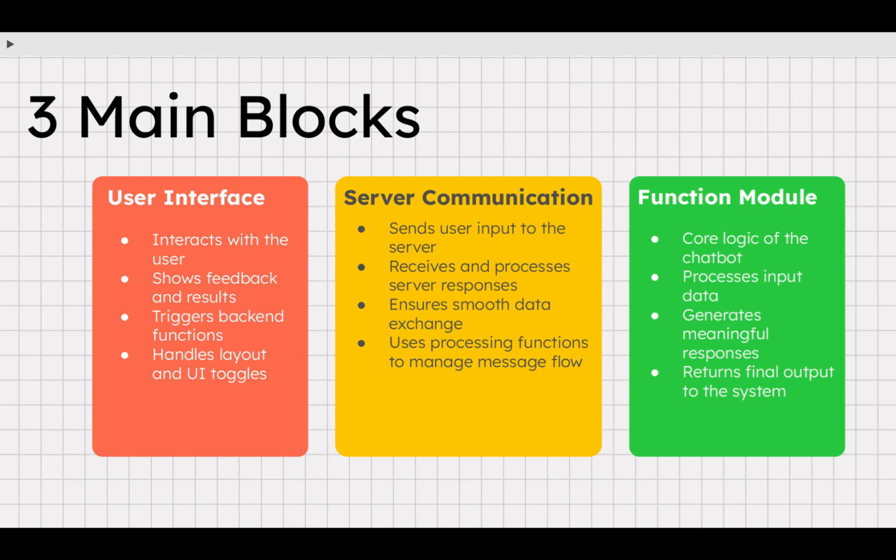To wrap things up, let's break the system down into three main parts. First, the user interface. That's the part that interacts with you, shows messages and results, and polishes up the output, mainly through functions such as layout, toggle, and process. Second, server communication. This part sends your input over, grabs the server's response, and makes sure data moves smoothly. Third, the function module. This is where the chatbot's logic lives, where data gets processed. All the core stuff happens here. And features like emojis, the snake game, NLP, and the chatbot are the little sub-threads tied to these main lines. They are what turned a basic chat tool into the multi-purpose platform we have now.